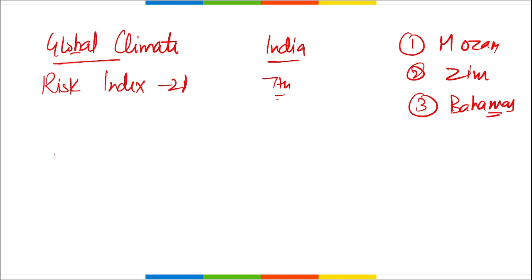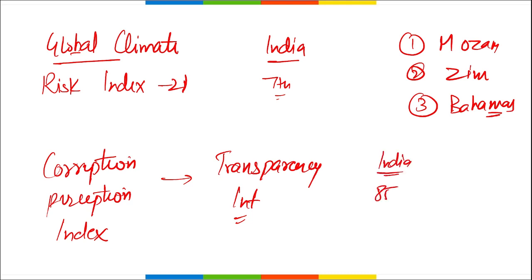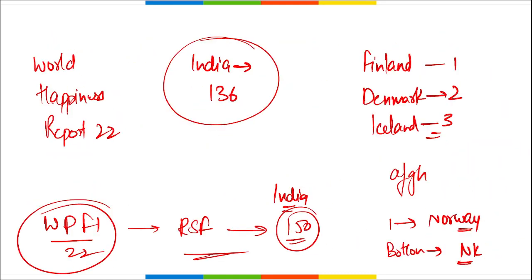Then similarly, the Corruption Perception Index for the year 2021. This was released by whom? This was released by Transparency International. Here the rank of India was 85th, and this was topped jointly by three countries: Denmark, Finland, and New Zealand. So friends, these are some of the international indexes that you have to remember that are important for your preparation.